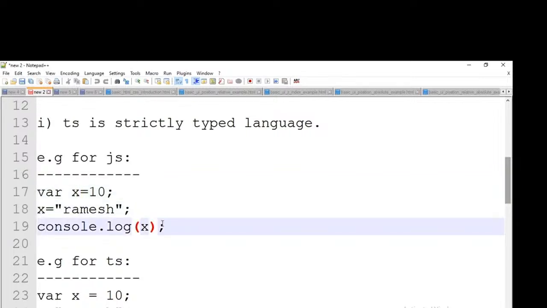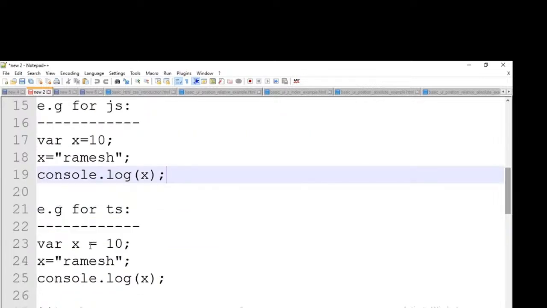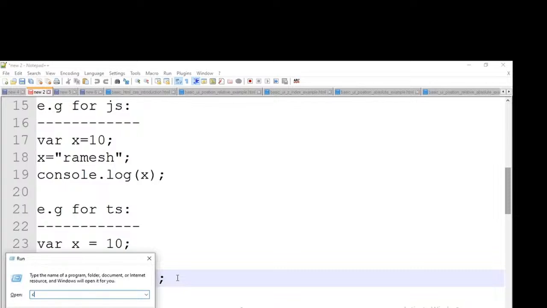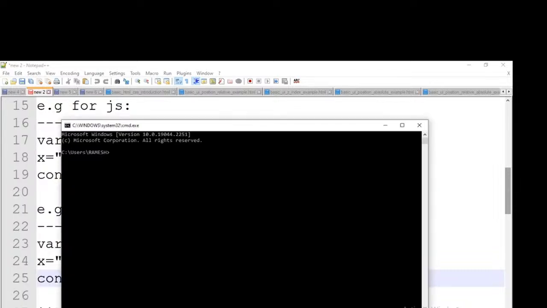For example, the same thing I'm doing with TypeScript, where x equal to 10, x equal to Ramesh, and console.log x. Now what is the output I will get? Respond everybody. 10, Ramesh, or error? What is the output I will get? Error. Error, sir, error. Why error?